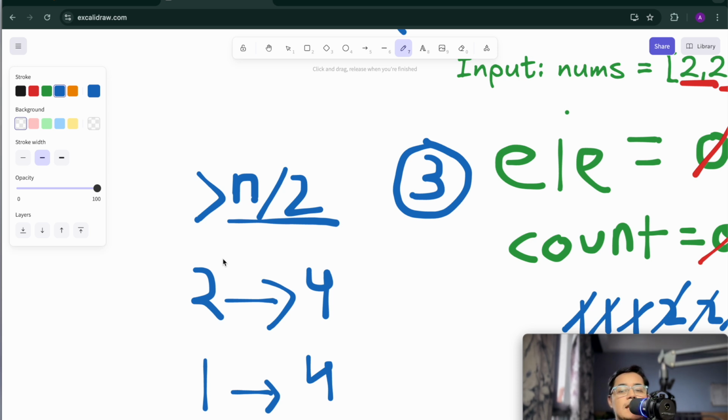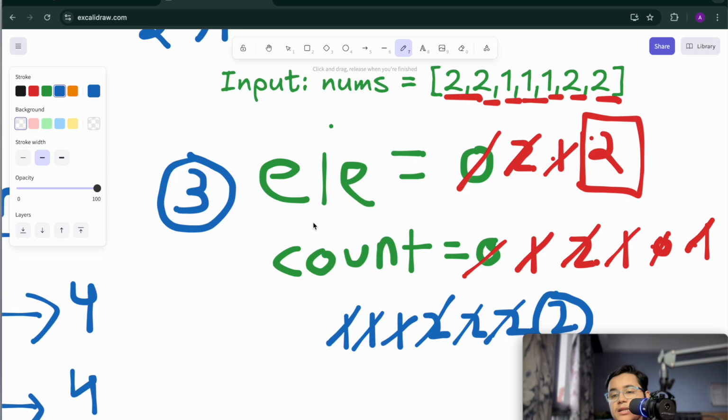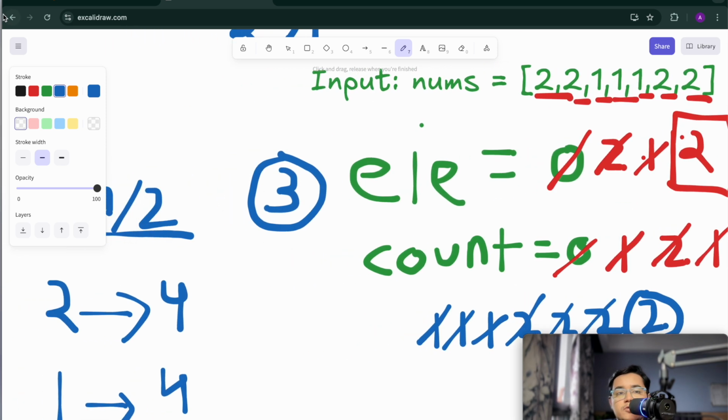Since we know that no other element can appear more than n divided by 2 times, even if we cancel a given element with all the other elements present in the array, we know that if it is the majority element, it still is going to remain intact after doing this entire thing. So that is pretty much what we are going to do to solve this question.